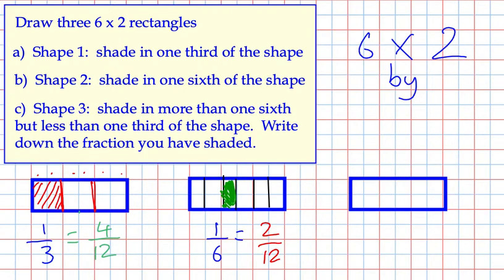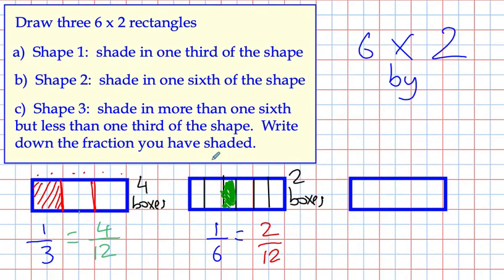Now, shape 3, it says shade in more than 1/6, but less than 1/3 of the shape. Write down the fraction you have shaded. Okay, well, that's a wee bit tricky maybe, but it's not really if you think about it, because we've got all the information in the first two shapes. You notice here that we shaded in 1/3, and that was 4 boxes. We shaded in 4 boxes, which is 1/3. In the second shape, we shaded in 1/6, which was only 2 boxes.